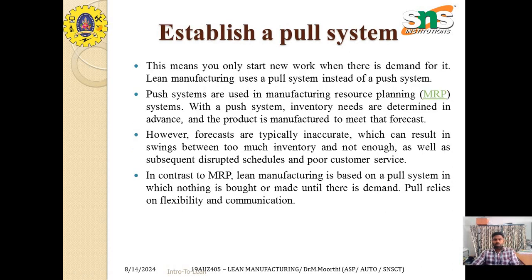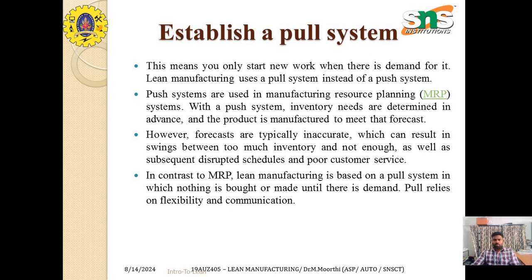And then the fourth one is the establishment of the pull system in the manufacturing industry. We have different types of processes called pull and push. In the lean process we are using the pull process to make effective production.